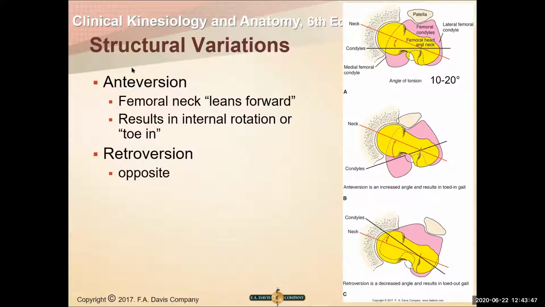So again, anteversion, the femoral neck leans forward, so it leans anteriorly, and you result in toe in. Retroversion, hips lean backwards, results in toe out. Does that make sense to everybody? Are we good on that? Cool. All right, moving on.